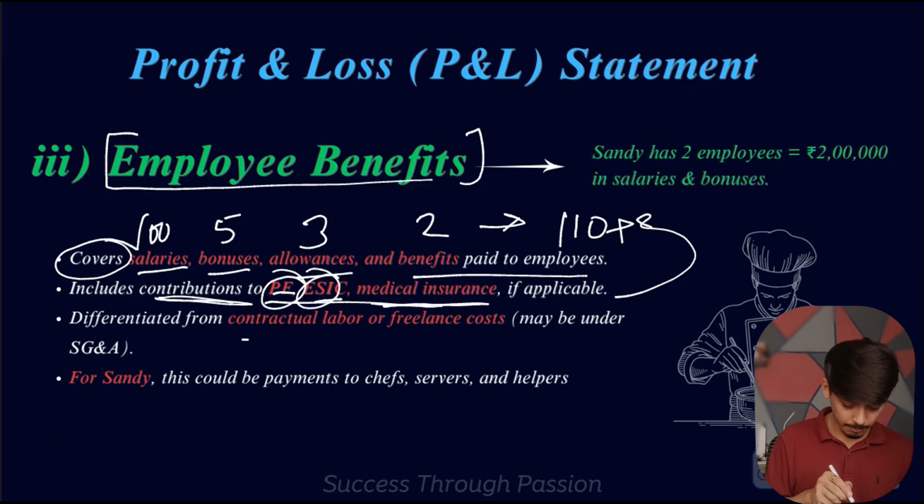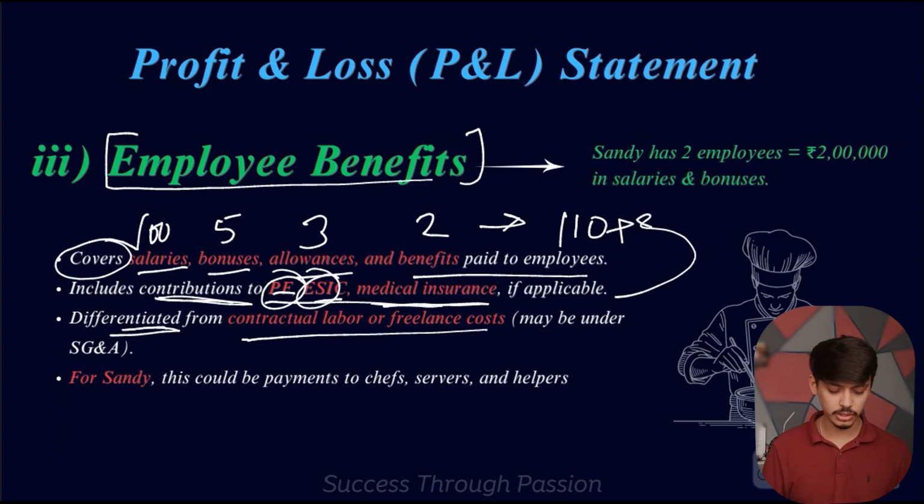The third point is that employee benefits are differentiated from contractual labor or freelance cost. If your company hires any kind of labor work or people on a contract basis, then the amount paid to those people will not be considered under employee benefit. And if you have taken any service from freelance people, the service charge that you are paying to those freelancers will also not be included in employee benefit.